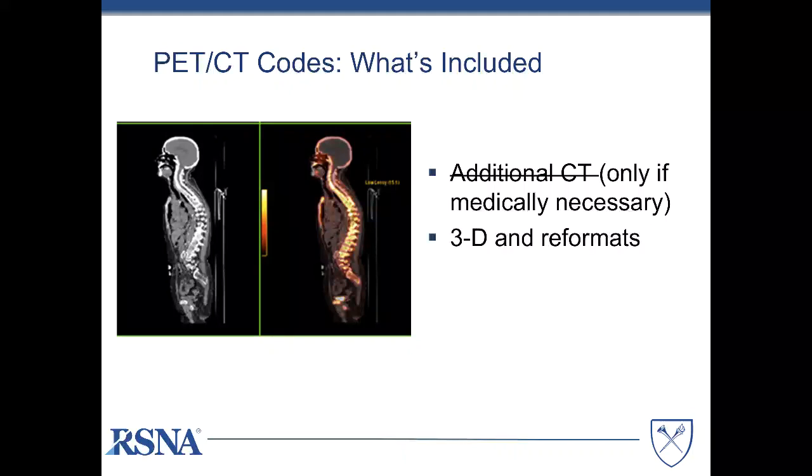3D rendering images should not be reported in addition to PET-CT codes. The 3D rendering is a basic component of all tomographic nuclear medicine studies. So reconstruction imaging such as sagittal, coronal, 3D, and maximum intensity projection MIP imaging has been valued into these codes already.